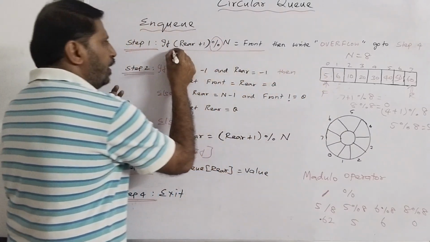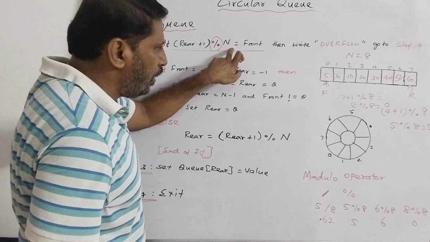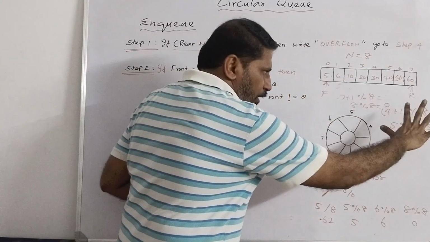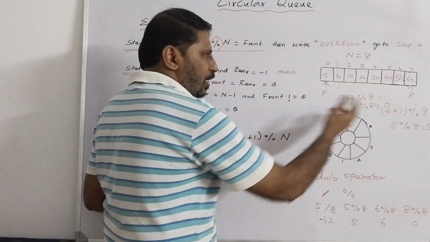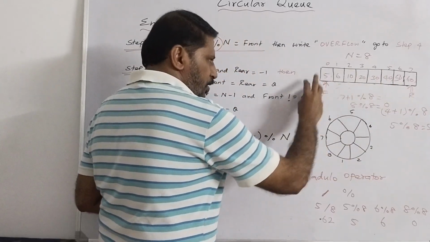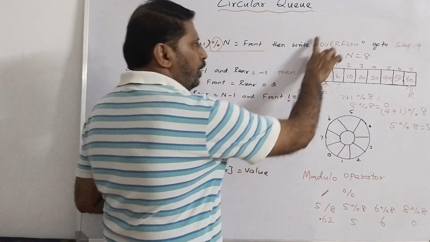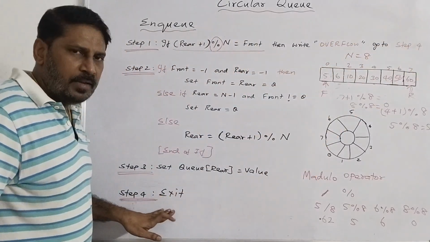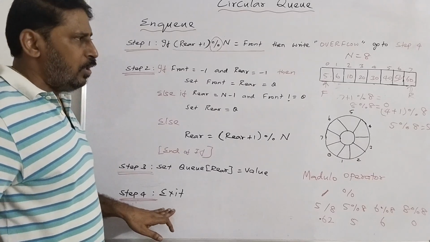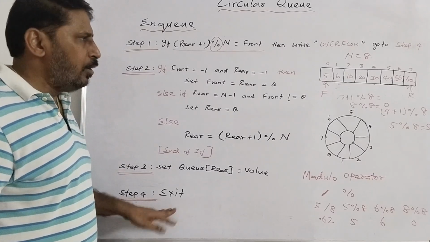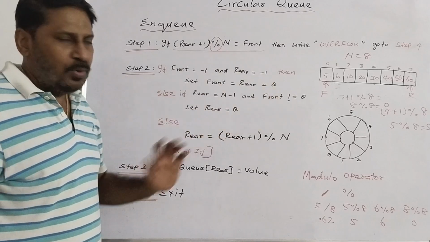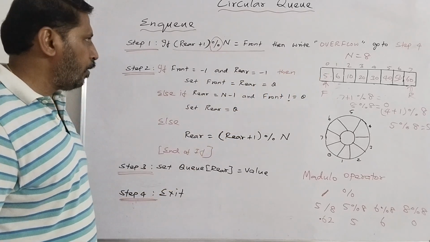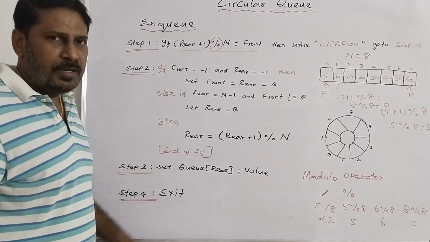If the condition is satisfied, then write overflow, because the queue is already full. I want to move the rear position to the first one, but front is already there. So that's why it is the overflow condition, go to step 4. We are exiting because we are unable to execute the enqueue operation here. What is the condition? The circular queue is full. I hope you understand the logic.